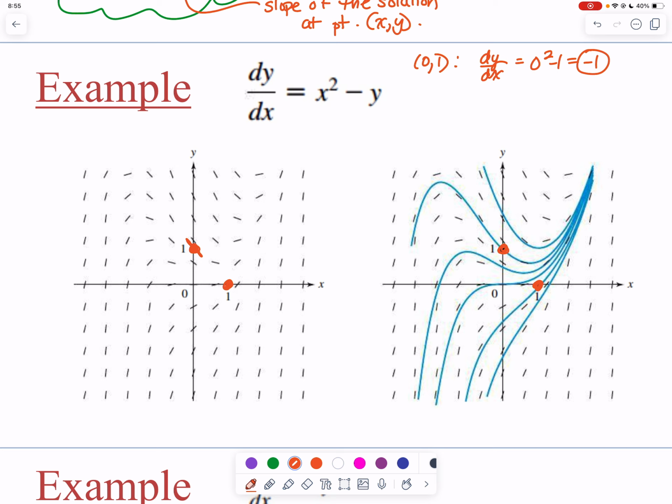Let's now look at this point here, and I'll make that a different color. We'll make this point (1, 0), and dy/dx is going to be 1 squared minus 0, and that's equal to 1. So a slope mark with slope 1 is located at that point.